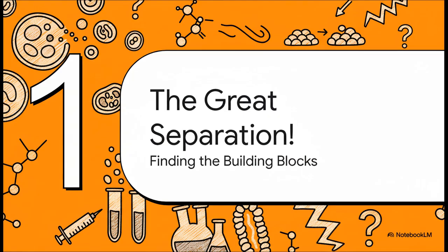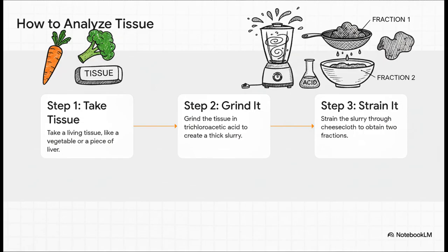Okay, so first things first, if we're going to be detectives, we need to know how to find the clues, right? So how do scientists actually figure out what's inside a living cell? Well, it's all about a cool process I call the Great Separation. Now, this might sound super complicated, but trust me, it's basically like cooking in a science lab. Seriously, imagine you take a vegetable and grind it in a mixer to make chutney. It's the same thing. We just add a mild acid to help break everything down.